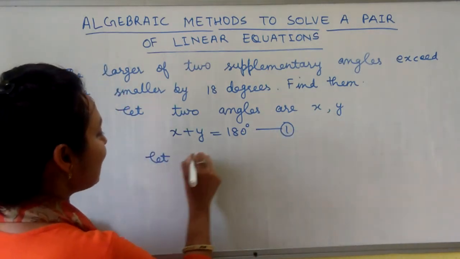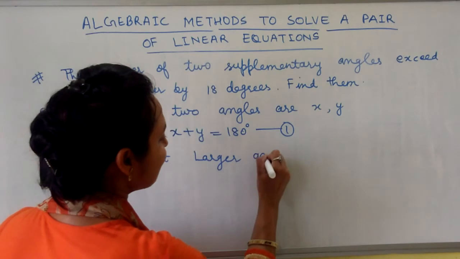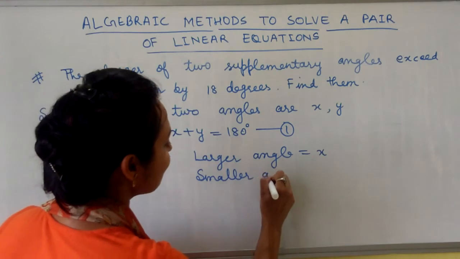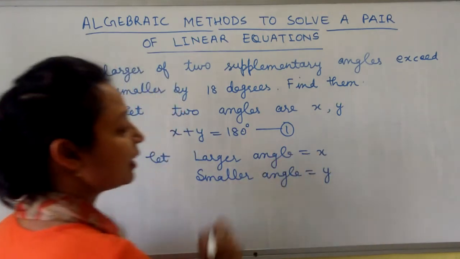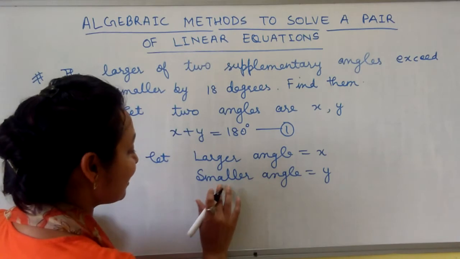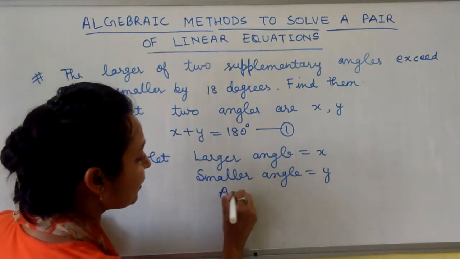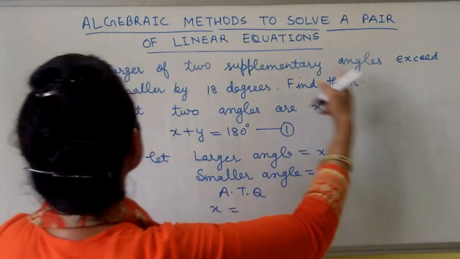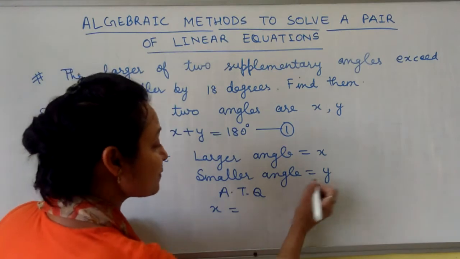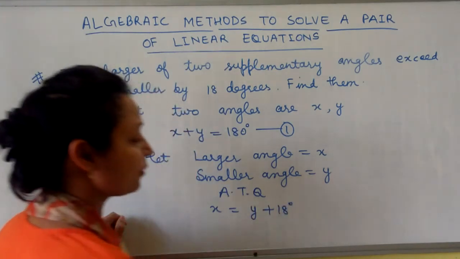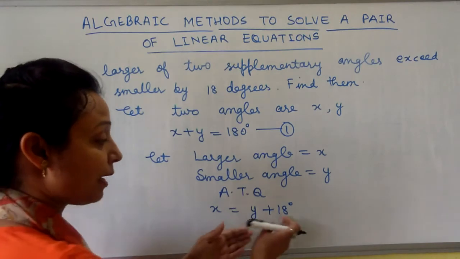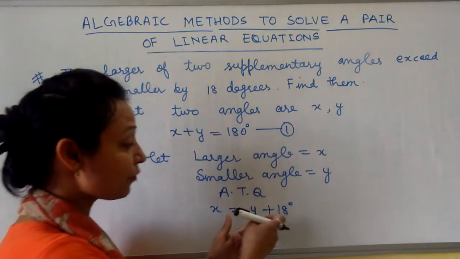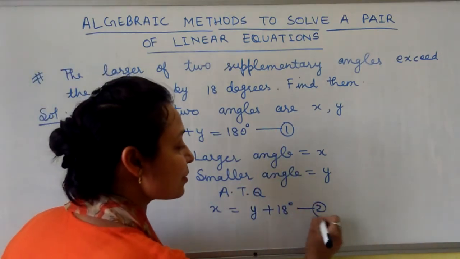So let the larger angle be x and the smaller angle be y. According to the question, the larger angle exceeds the smaller by 18 degrees. Exceed means addition of 18. So x = y + 18. This is equation number 2, and x + y = 180 is equation number 1.